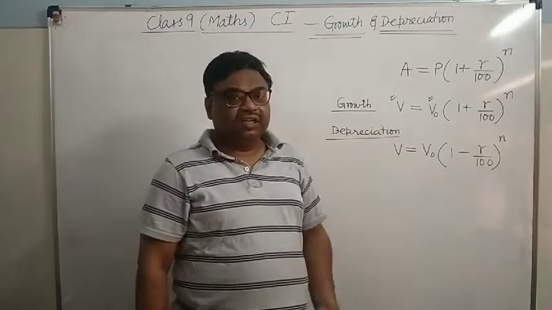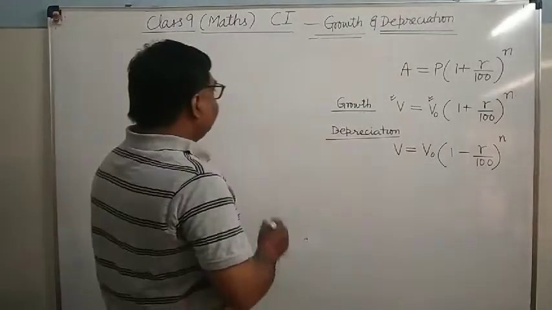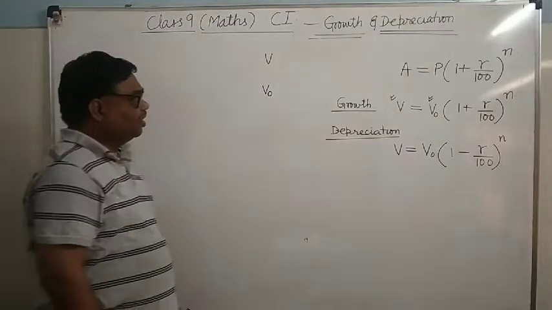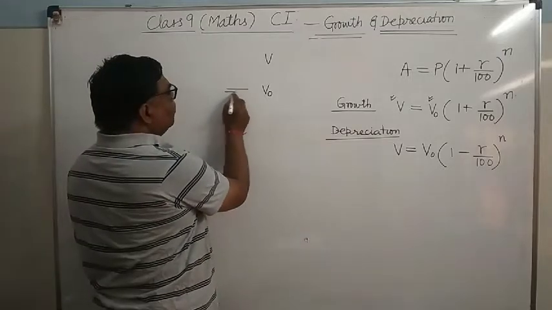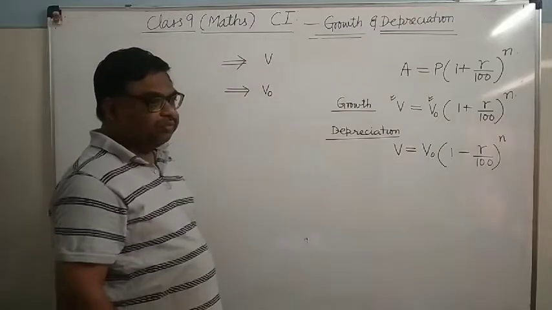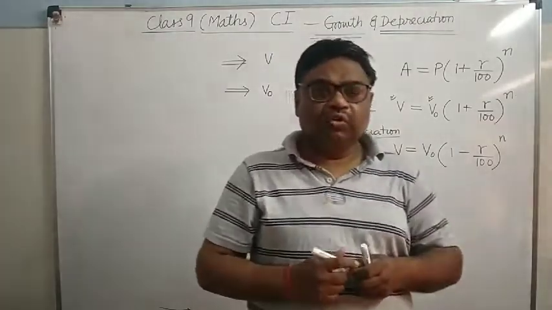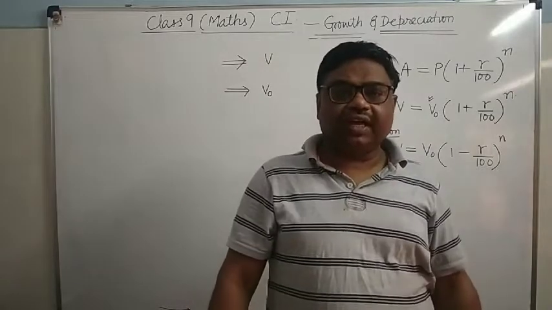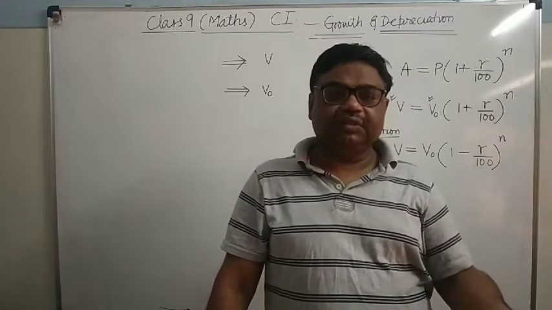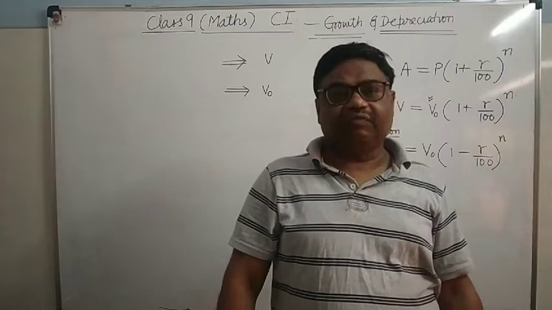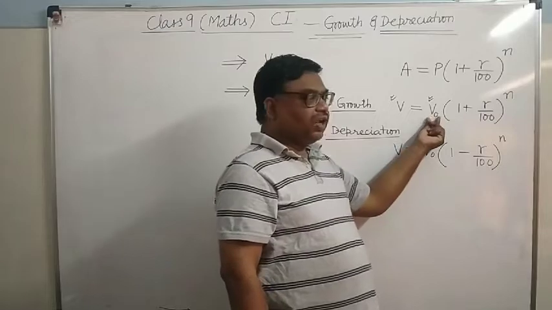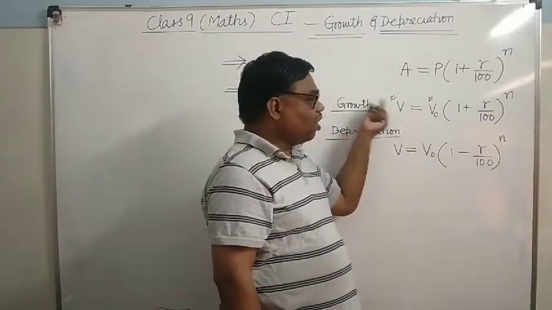Now, if I ask which value comes earlier, V or V naught? V naught is the value of the beginning year and V is the value of the later year. Meaning, of the two years' values given, the one in the starting year will be V naught and the value after n years will be of the later year. This you will remember.